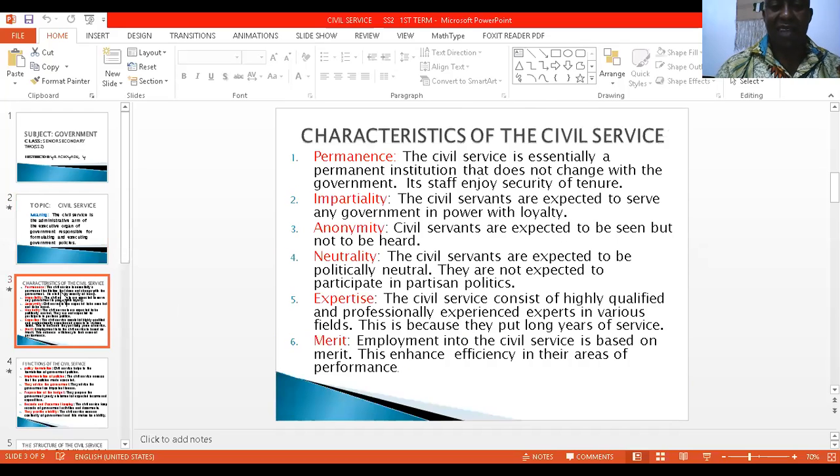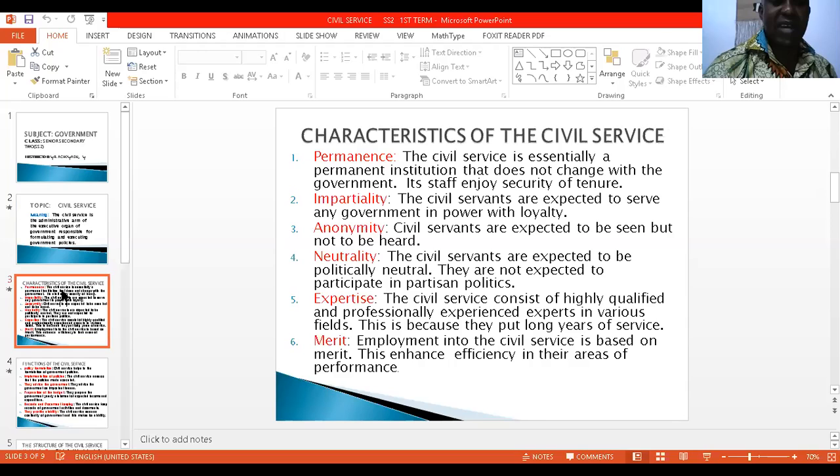We have the characteristics of the civil service. Characteristics. We call it features. Features of the civil service can be attributes of the civil service. The examiners can come up with different ways to ask you question on characteristics. It can be the features, the attributes of the civil service.